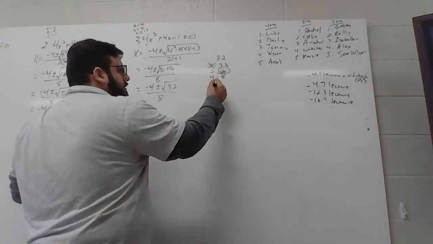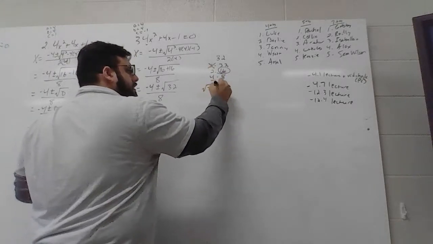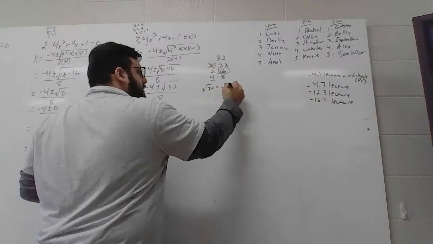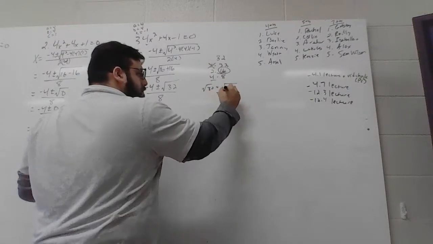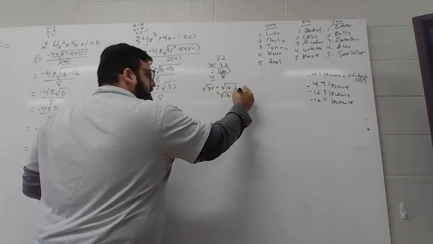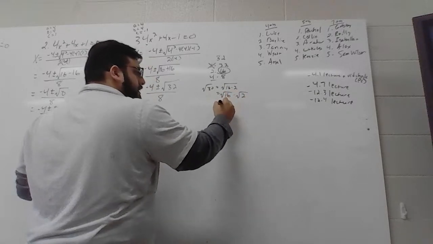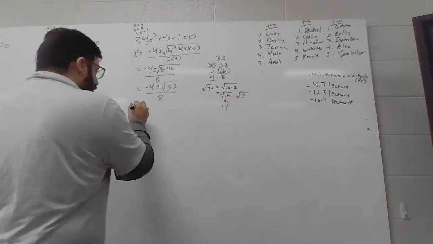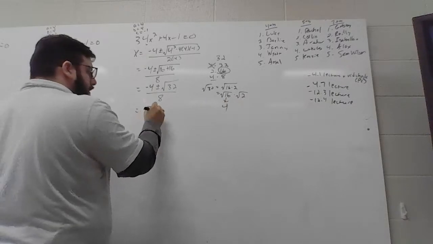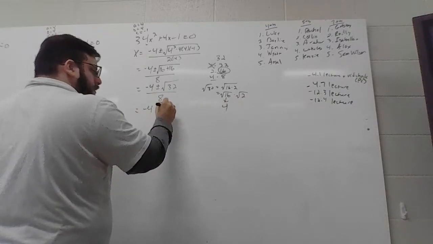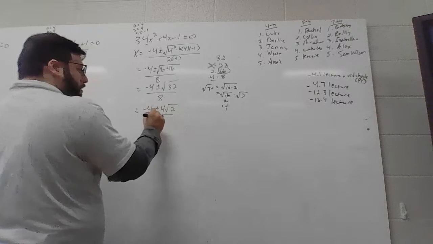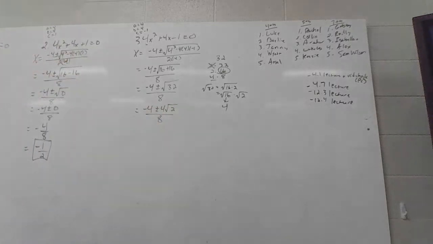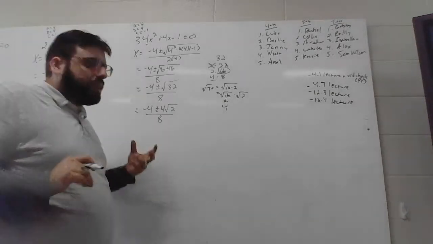So again, the square root of 32 is 16 times 2. Because it's multiplication, I can split that up: the square root of 16 times the square root of 2. We know that the square root of 16 is 4. So this ends up being -4 plus or minus 4 square root of 2 over 8. But hold on, we're still not done yet, because now I still need to try to reduce this fraction.